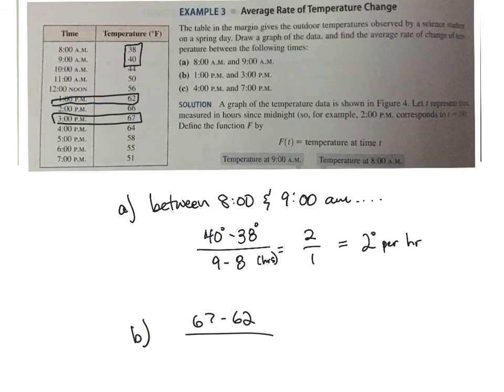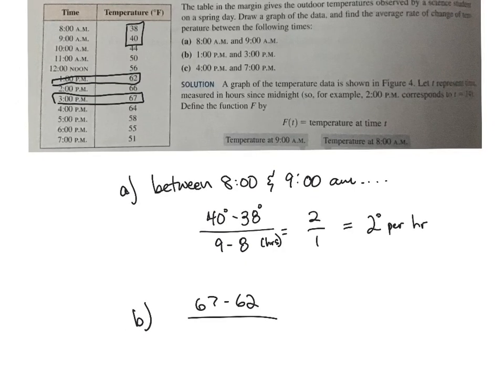It gets a little confusing when we're mixing AM and PM. And so I'm just going to go to military time, or 24-hour time. So 3 p.m. is 1500 hours. So I'm just going to say that's 15. And then 1 p.m. is 1300 hours. So minus 13. And then we get 5 over 2, which is 2.5 degrees per hour.